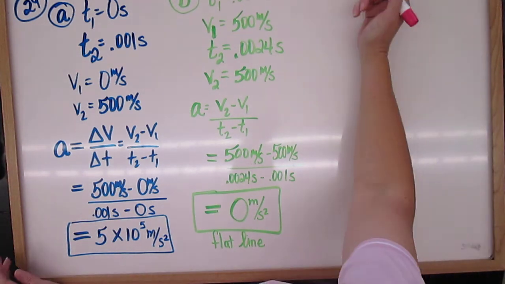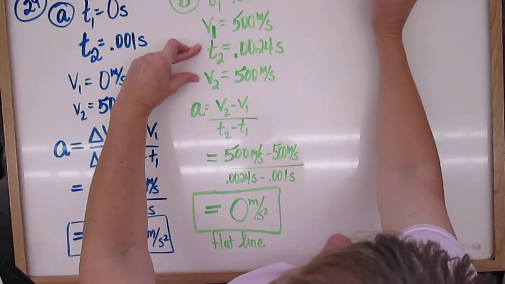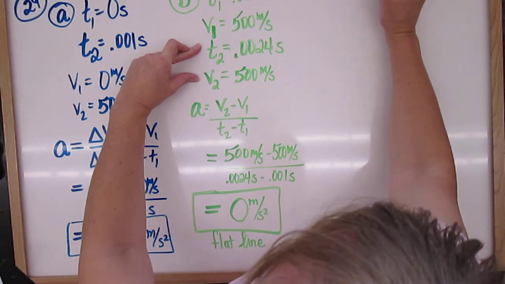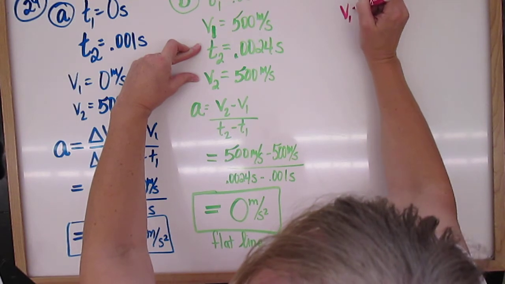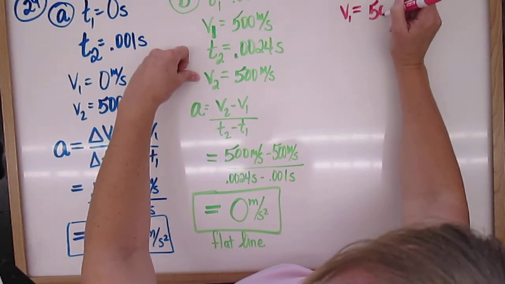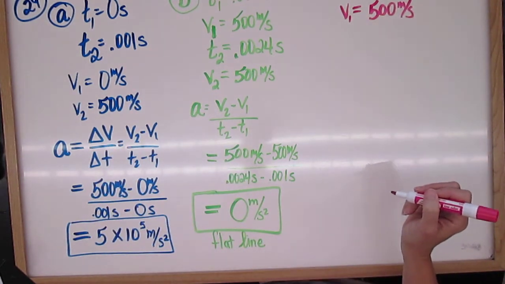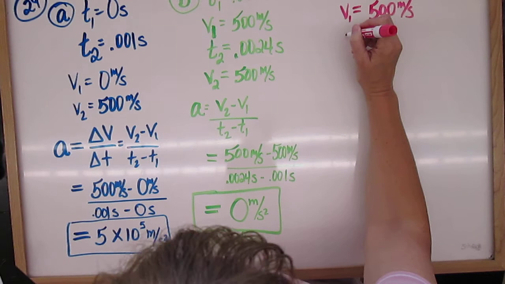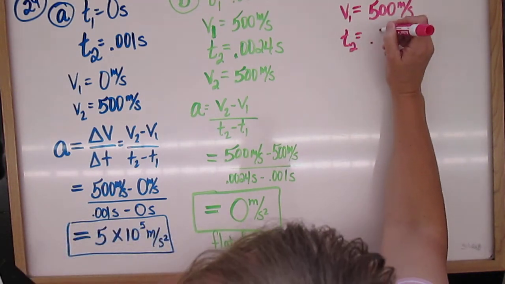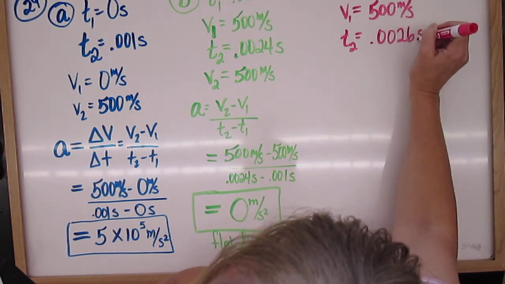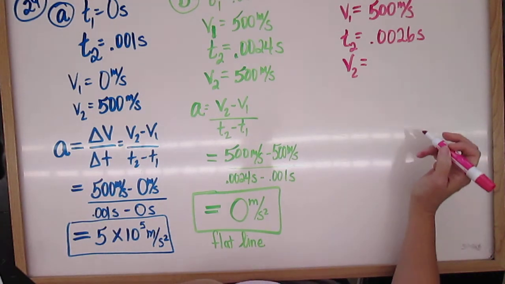And lastly, part C. Our t2 and v2 now become our t1, 0.0024 seconds, and v1 of 500 meters per second. We go back to the graph for our secondary conditions. We have t2, that's equal to 0.0026 seconds. And our final velocity is back to 0.